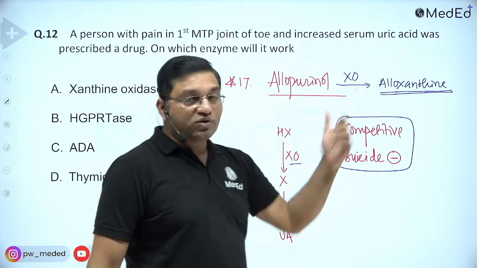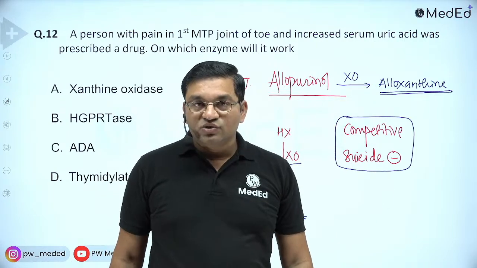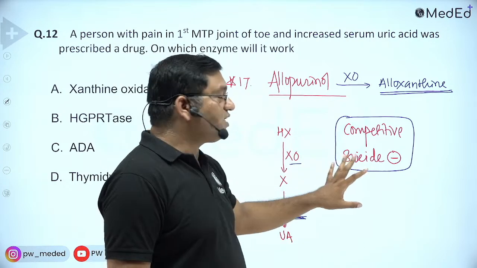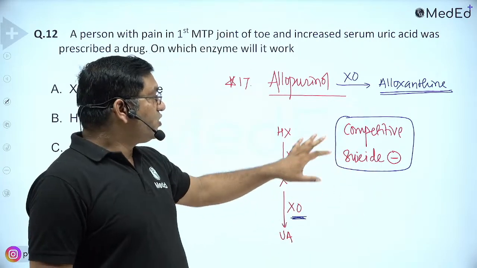और इसको बना कौन रहा? xanthine oxidase ही बना रहा. So that's why it is known as suicide inhibition. So it is competitive as well as suicide inhibitor of xanthine oxidase.